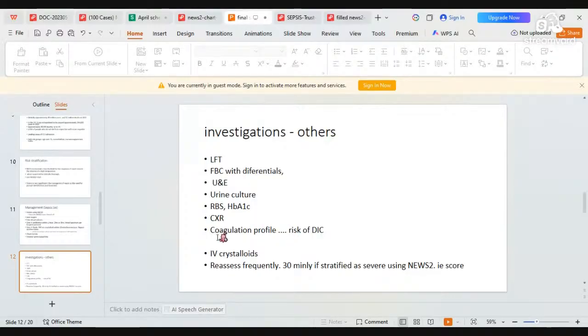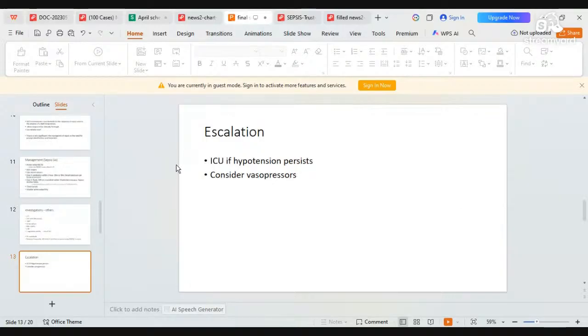Yes, I already talked about giving crystalloids and reassessing your patient very frequently, every 30 minutes, especially because you have re-stratified her to be in the very high risk group. Okay, I talked about escalation earlier. I talked about the need to probably escalate to critical care, which is ICU or HDU, as the case may be, especially if she remains hypotensive or you are considering giving vasopressor agents as well.